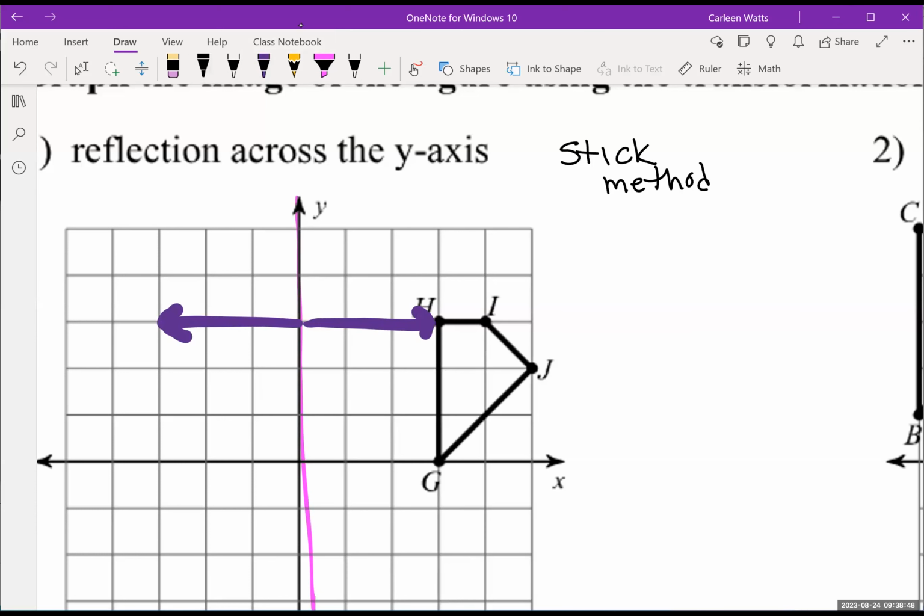And I'm going to call this point right here H prime. Okay, you may have seen letters with little tick marks up on top. That is H prime.